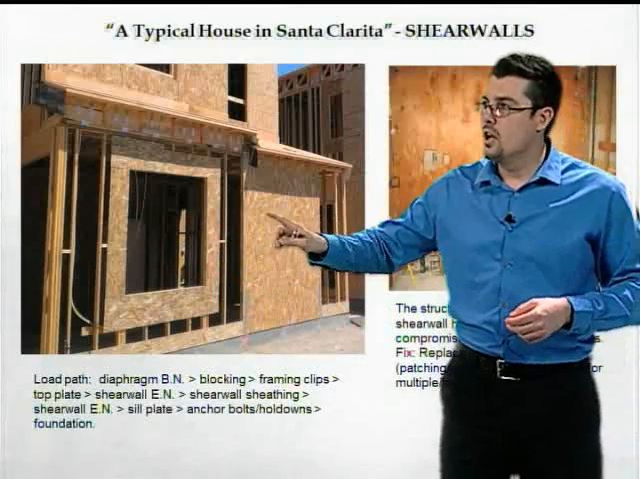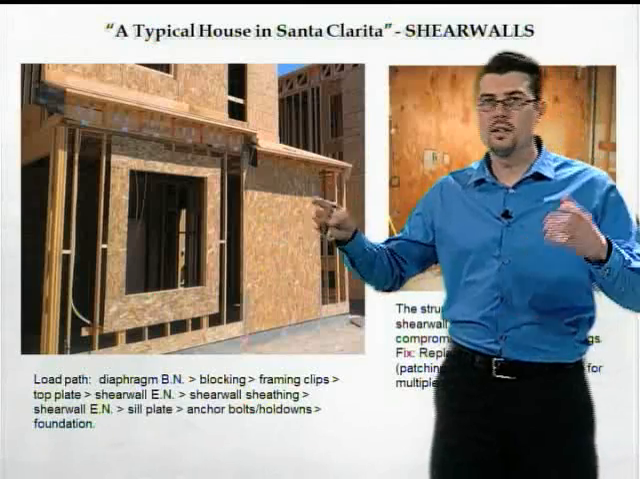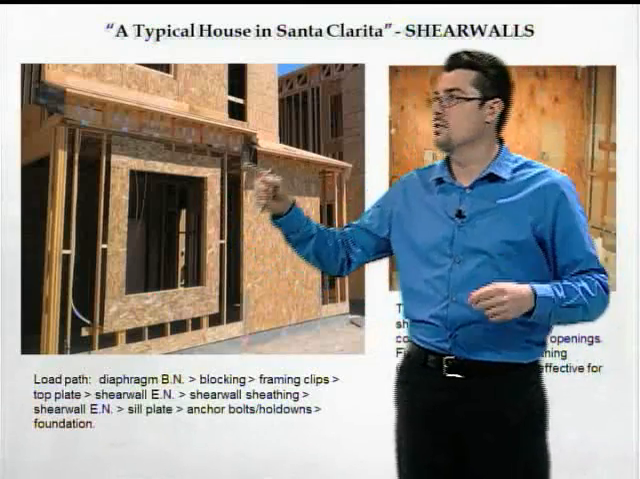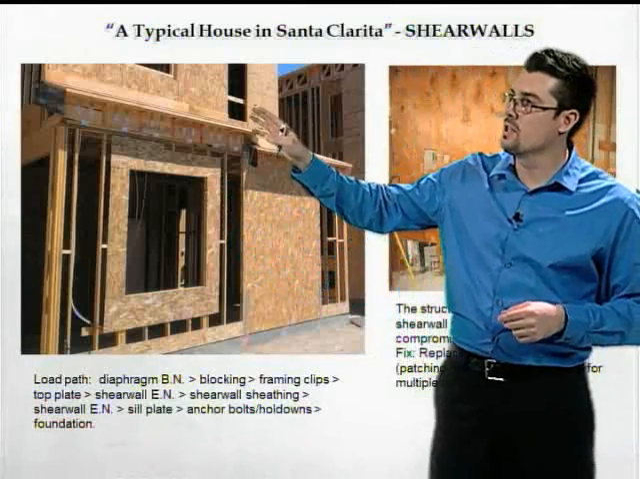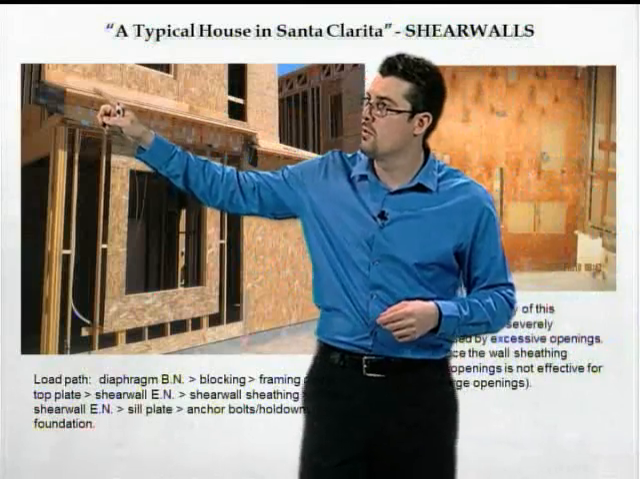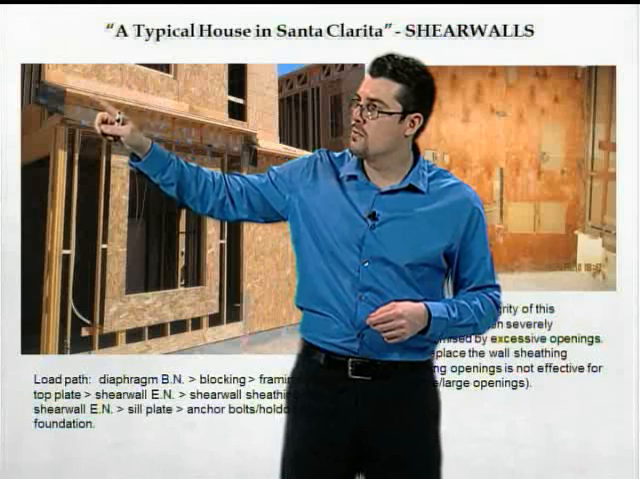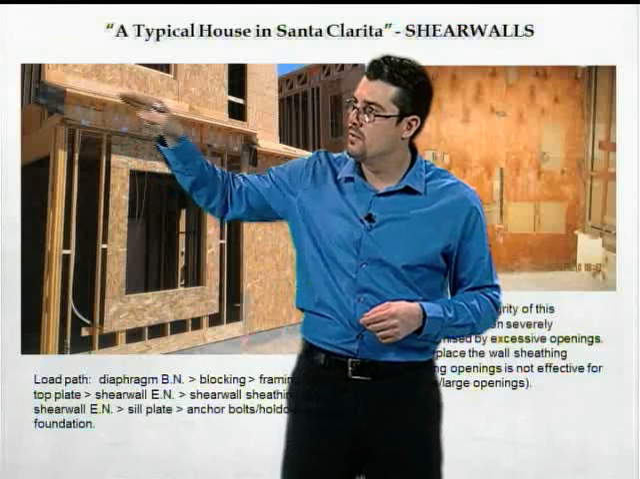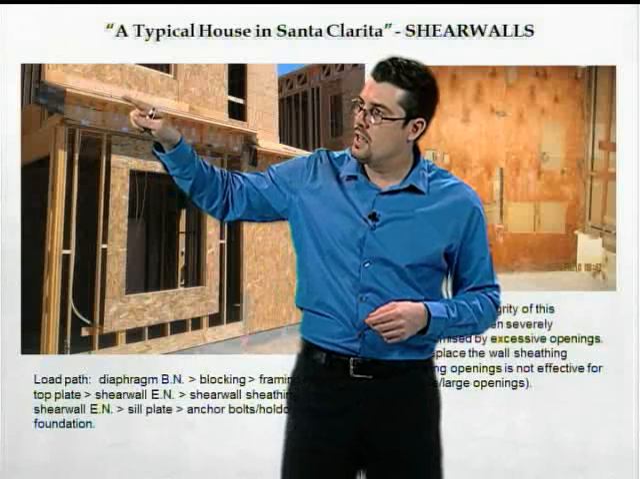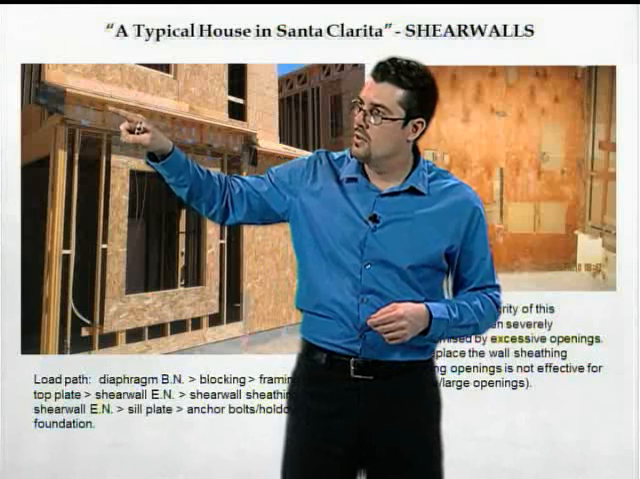But again, one link in the chain isn't enough. You need a complete chain. And so let's look at this real-world example and talk about how the forces get to the shear wall. I've got force up here in this shear wall that transfers through this plywood roof. There's nailing into the blocking.